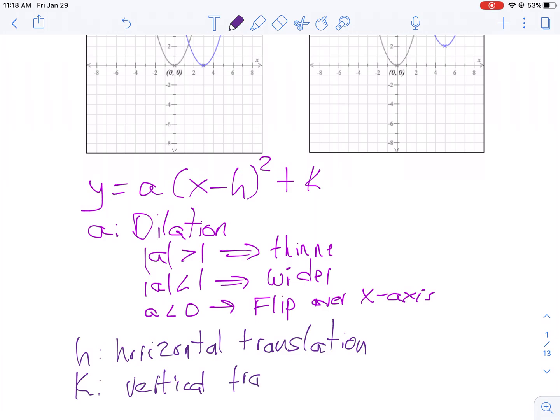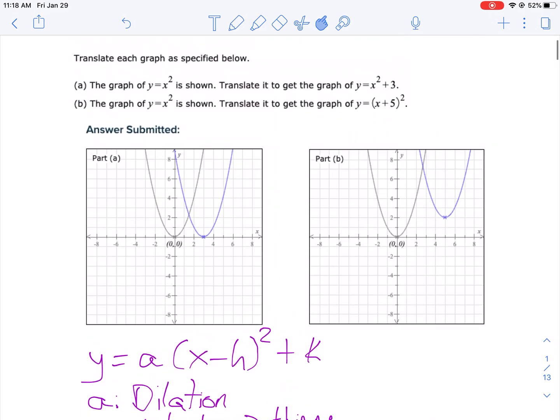Notice it's plus k, so that follows the same order. That is, if it's positive, you move it up. If it's negative, you move it down. So on this question, on part A, notice we're adding 3 to x squared. So that's k. So we're going to move our graph up 3. You moved it to the right. You got those mixed up. So I should have gone up 3 and then drawn your parabola.